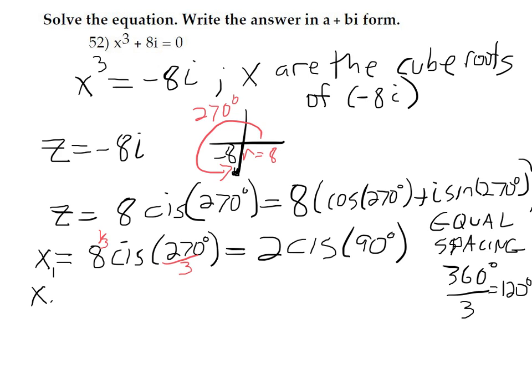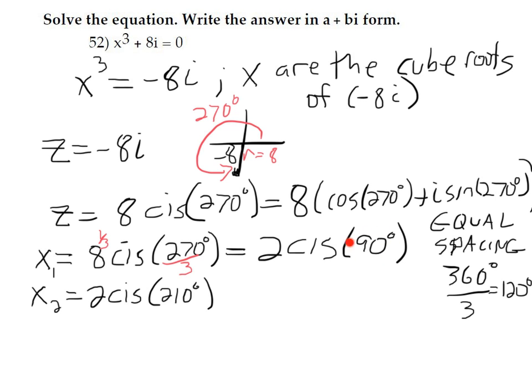So my second solution will be 2 CIS 90 plus 120, which is 210. What has happened here is my first root is 90, and then I add 120 degrees, and I get 210 degrees. Our third solution is also 2 CIS. All the roots have the same modulus, or the number out front in trigonometric form, the same absolute value of this complex number. 2 CIS, and 210 plus 120 is 330.